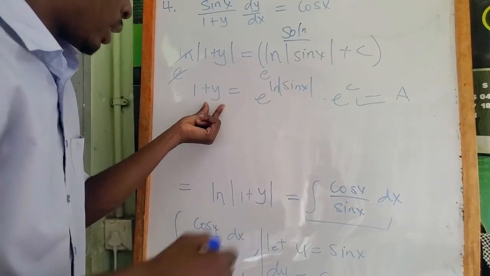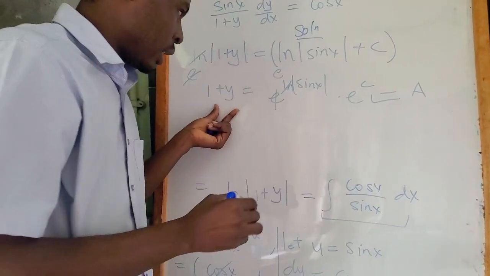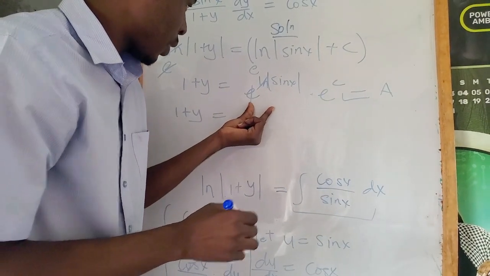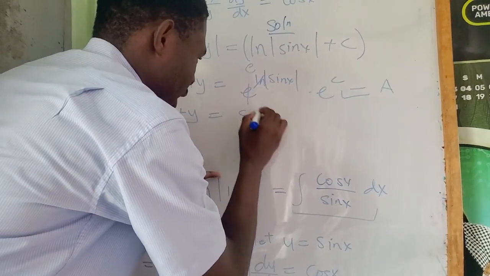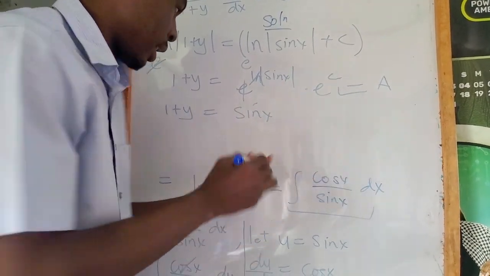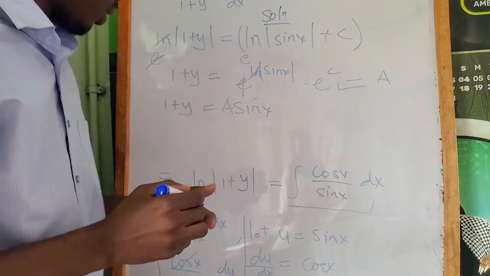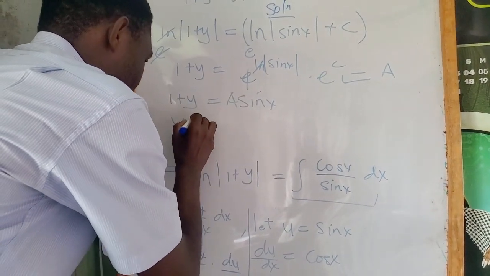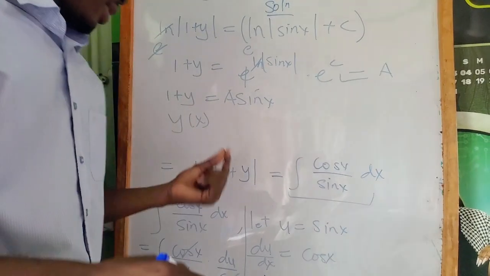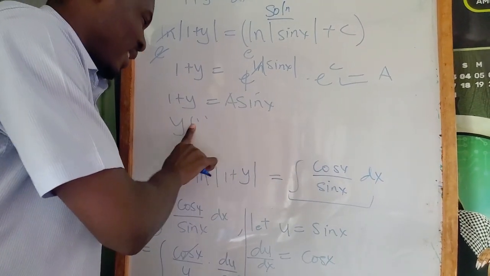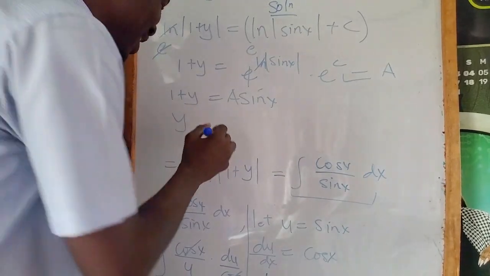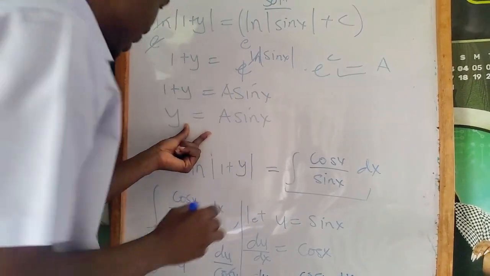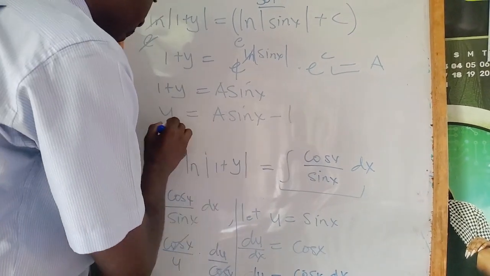So what do we do next? This will take care of this ln, leaving us with 1 plus y to be equal to sine of x here times a. Put the a here. All right, what do we need to do next? We need to take 1 to this side, so y as a function of x. Now if you want, you can just erase it. I'm just trying to be professional. So y is equal to a sine x minus 1.